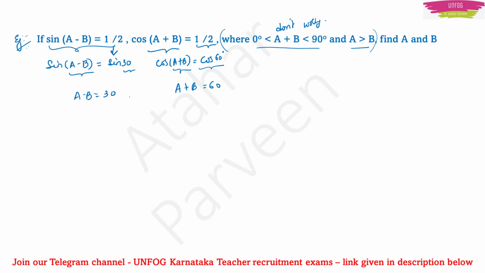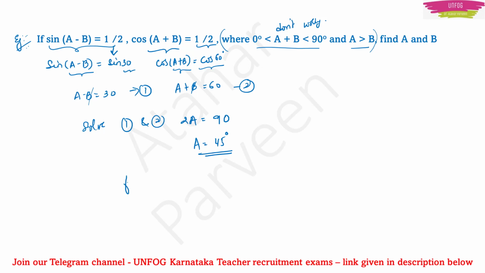With this you can easily find things, right? So this will be equation 1 and this will be equation 2. You solve for 1 and 2. If you add it up, the b terms will get cancelled. On the left hand side you have 2a, and on the right hand side you will have 60 plus 30 which is 90. So a will be equal to 45 degree.